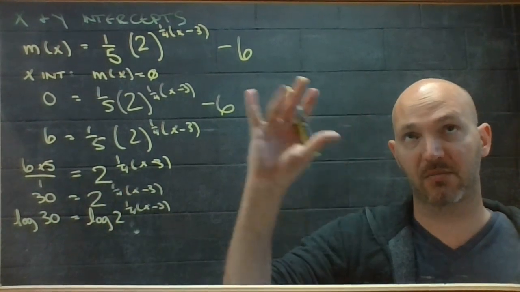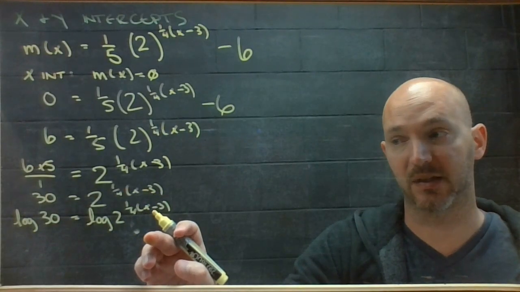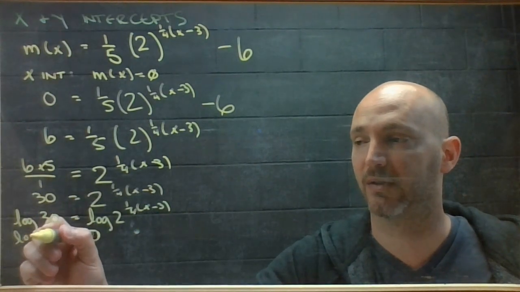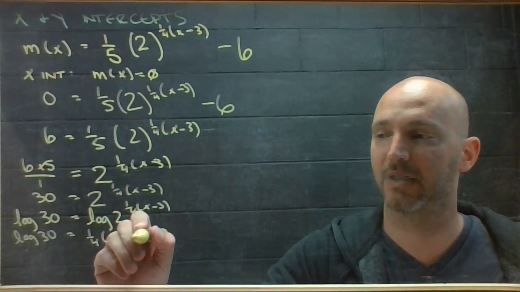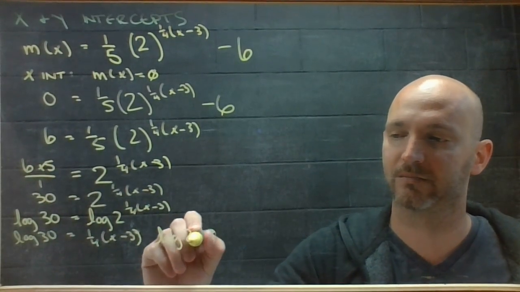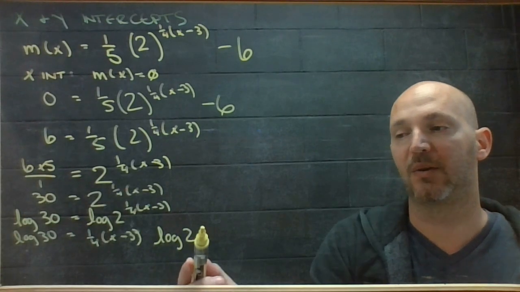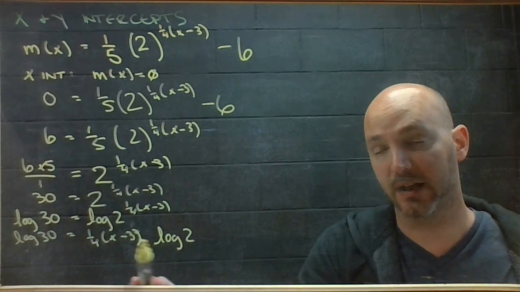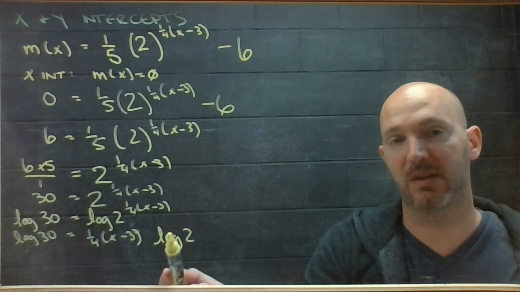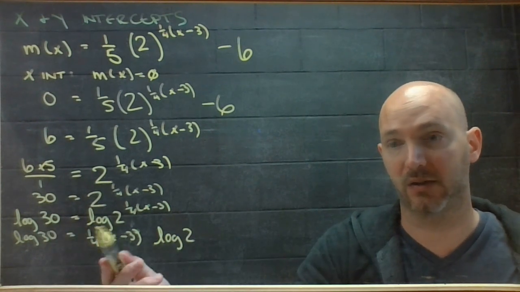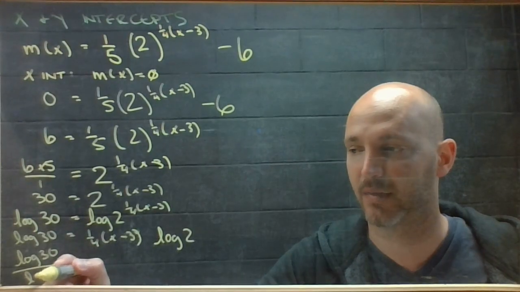Now, through the sorcerous properties of logarithms, what that allows you to do is to drop this thing out of the exponent. So I have log 30 equals 1/4 x minus 3 log 2. And that's just a number. So if you have a number that's multiplying a thing and you want to break it, you need to use division. So I'm going to break this from the side by dividing by log 2. There it is, divide by log 2.